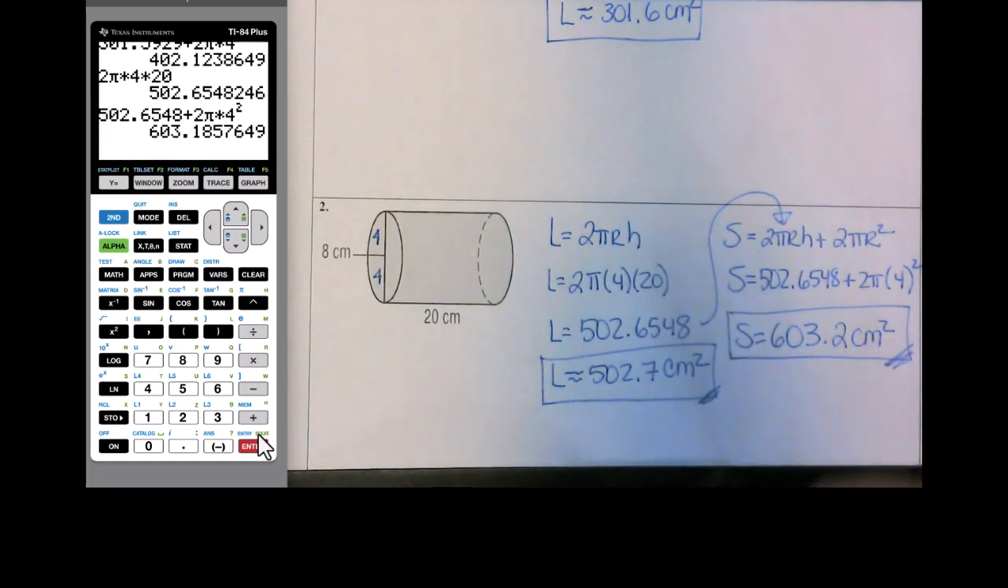We found the lateral area and surface area of this cylinder. So this concludes the lesson for today. Today we talked about surface area and lateral areas of prisms and cylinders.